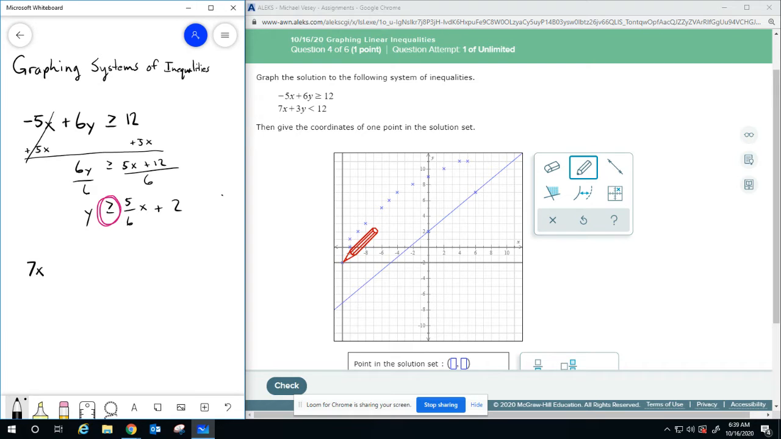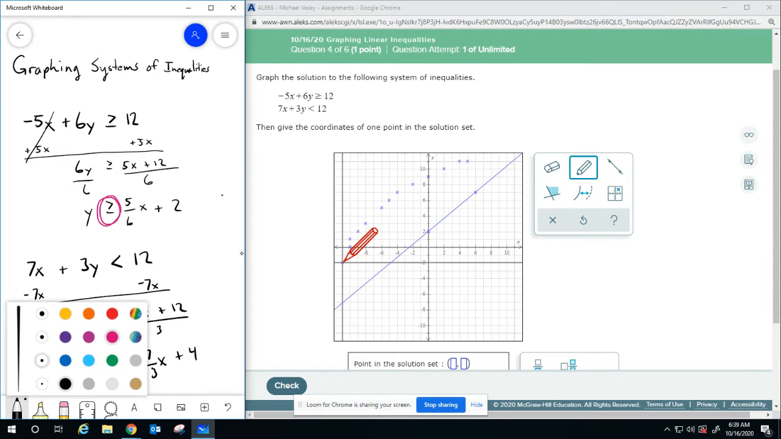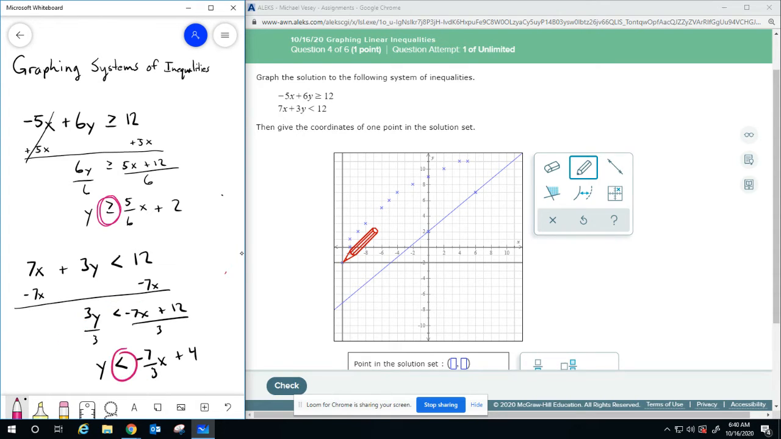All right, let's look at the second inequality. So we have 7x plus 3y is less than 12. So once again, I'm going to first move the x term to the other side to get 3y is less than negative 7x plus 12. And then I'm going to divide by the coefficient of y to get y is less than negative 7/3 x plus 4.